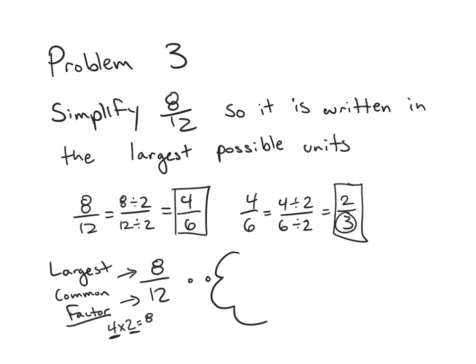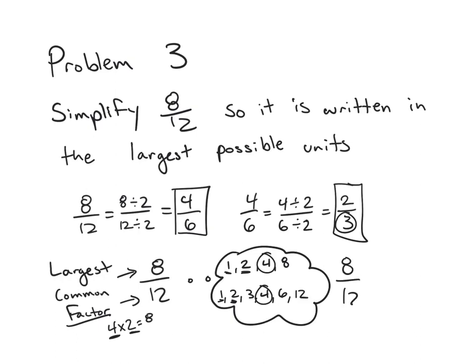And so I'm thinking really quick. Well, 8, I know I have 1, 2, 4, and 8. And then for 12, I'm like, I have 1, 2, 3, 4, 6, and 12. And so to find the largest common factor, I look and see, well, these are common. 1 is common. 2 is common. But I want to find the highest number. And so in this case, that's 4. So in order to make sure that I'm finding an equivalent fraction that has the largest possible units, I would divide the numerator and the denominator by 4, because that is our largest common factor.